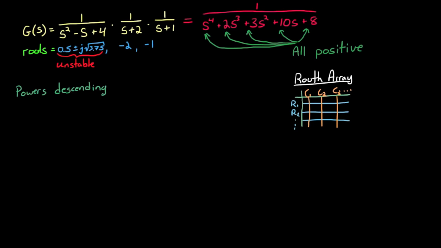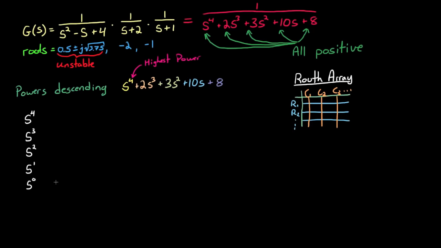To start, you need to write the polynomial in powers of s that are descending. So in this case, you would start with s to the 4th, then s cubed, and then s squared, s, and then finally you would just end with the constant. And in the Routh array, the row labels start at the highest order, in this case s to the 4th, and count down to the 0th order, or 5 rows total.